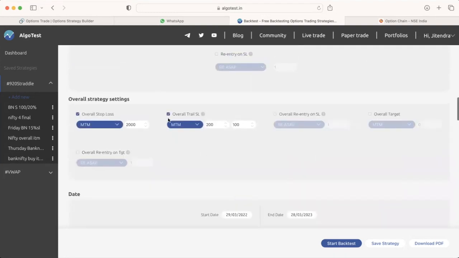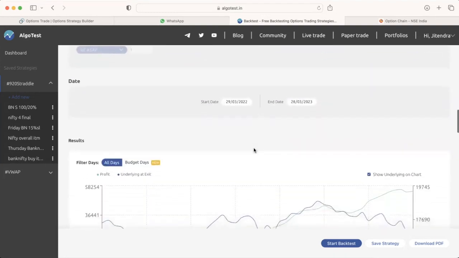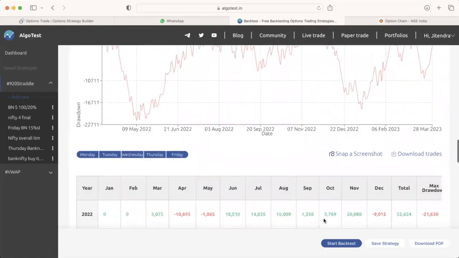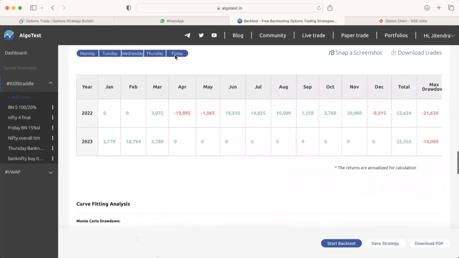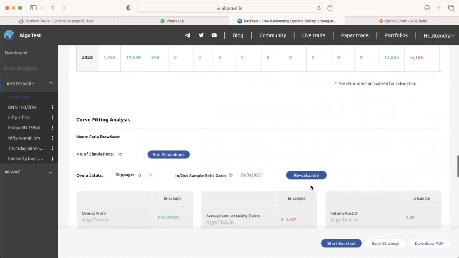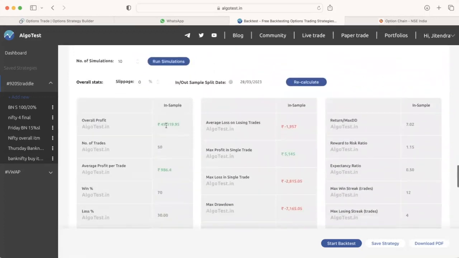I'll just delete this overall trail loss also. It may happen that whenever there is a profit, suddenly the trail stop loss is not working in our favor. Now we'll see what happened. From 54,000, it went down to 49,000. So it didn't change anything. Average loss is now on the higher side. Average profit is on the lower side with 70% success rate.